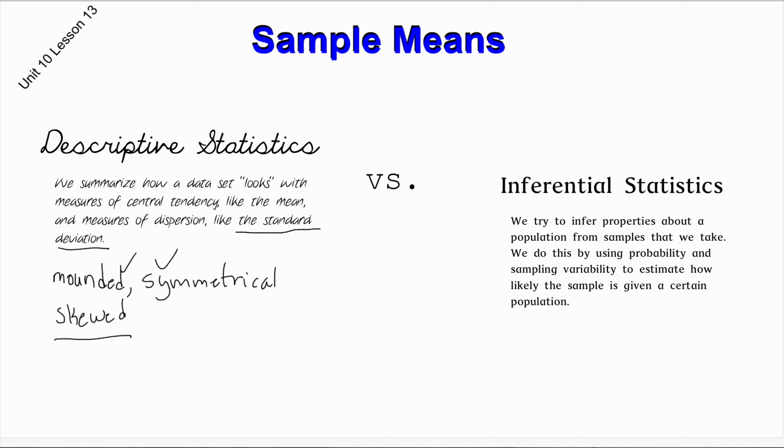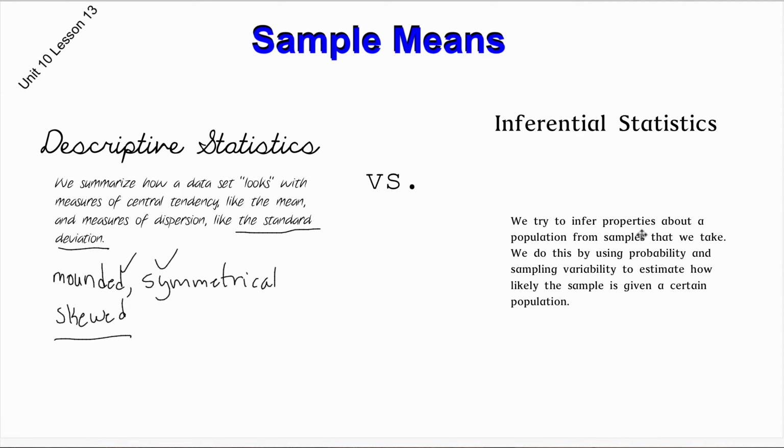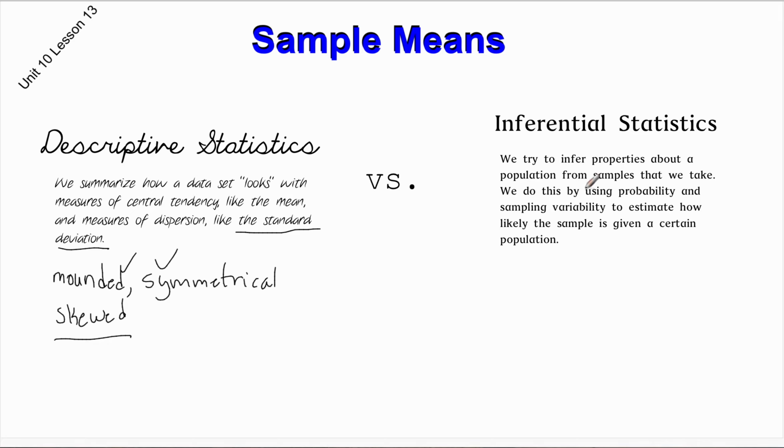So now we want to change from what it looks like to, well, what does it mean? And we try to infer things from these statistics. We try to infer properties about a population from samples that we take. We do this by using probability and sampling variability to estimate how likely a sample is to be in a given population.